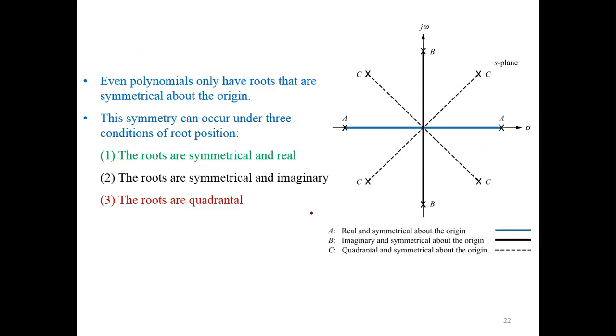So here are a few properties of the even polynomial. Even polynomials only have roots that are symmetrical about the origin. This symmetry can occur under three conditions of root position, shown as A, B, and C. The roots are symmetrical and real, as shown in A. In B, the roots are symmetrical and imaginary, and in C, the roots are quadrantal.